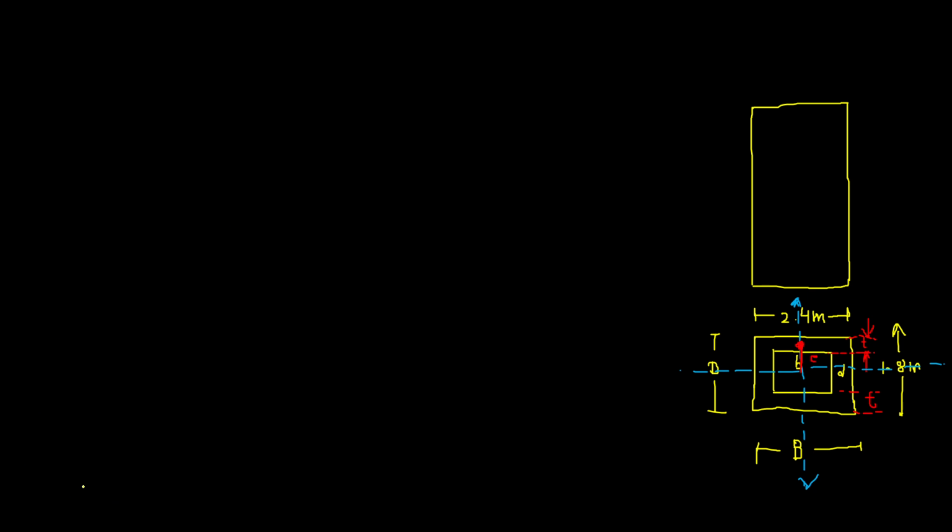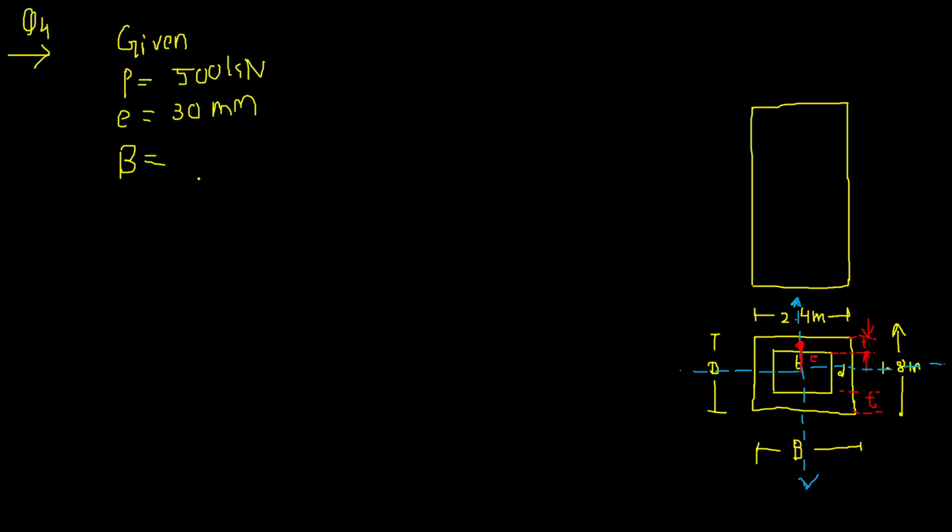Now we'll start writing. So this is question number 4. Given: what is given? What is the value of P? P is given as 500 kilonewton. Then eccentricity is given, E is 30 mm. Capital B value. I have shown what this capital B is in the diagram here. Capital B is given 2.4 meter.